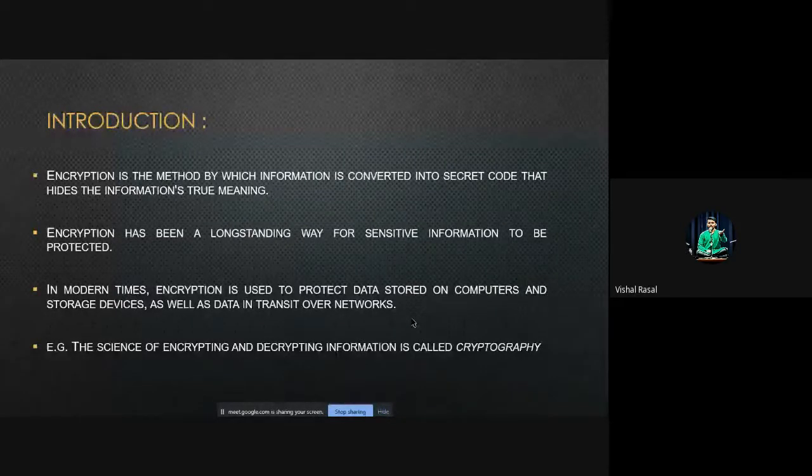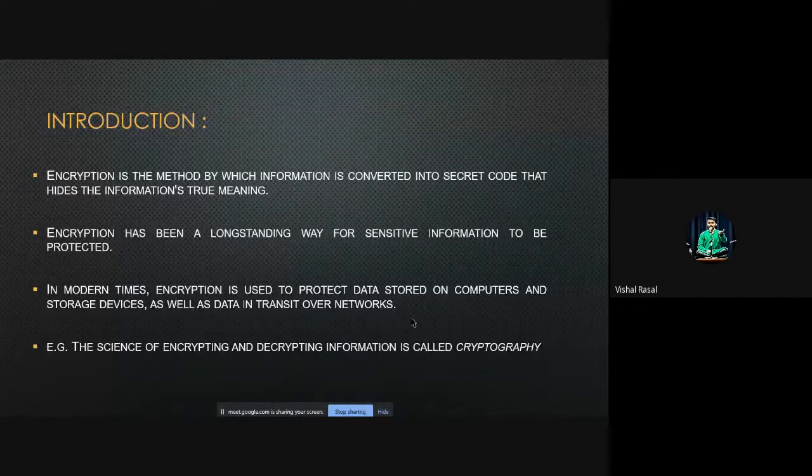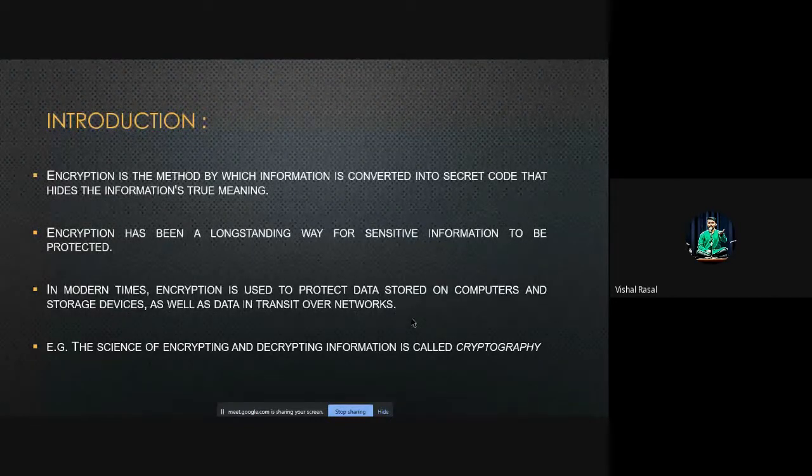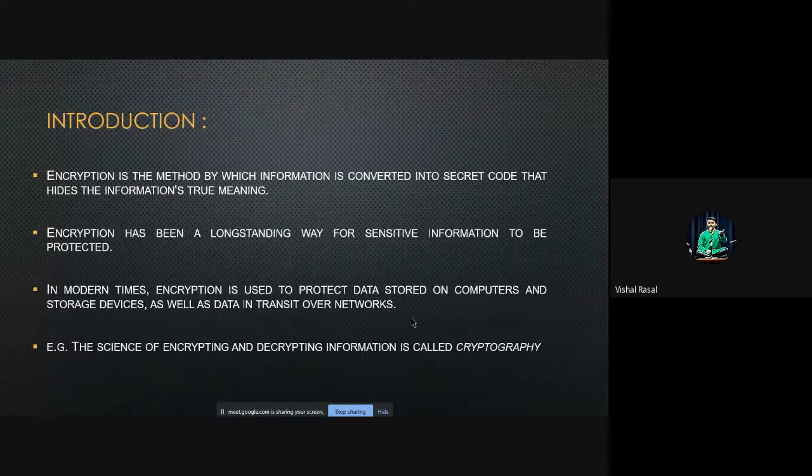In modern times, encryption is used to protect data stored on computers and storage devices as well as data in transit over a network. The science of encrypting and decrypting information is called cryptography. Basically, in cryptography, the information is hidden behind the data. When one computer wants to send a message, that message is going to be hidden behind an image, but in an encrypted form, so that the attacker won't be able to come to know what the message is because of the encryption.